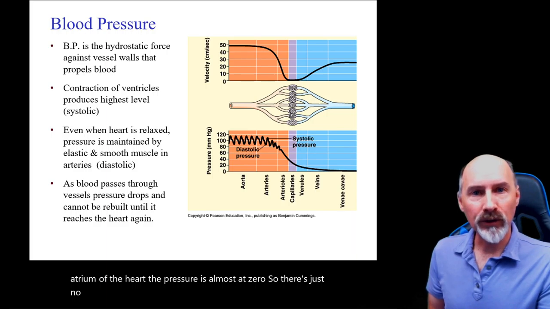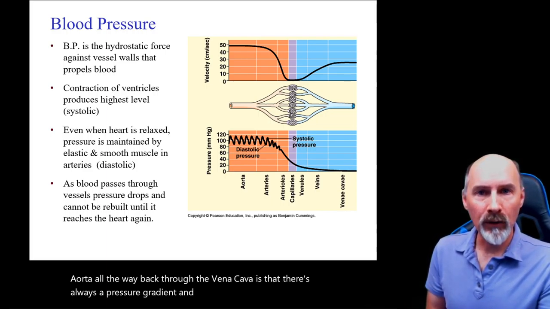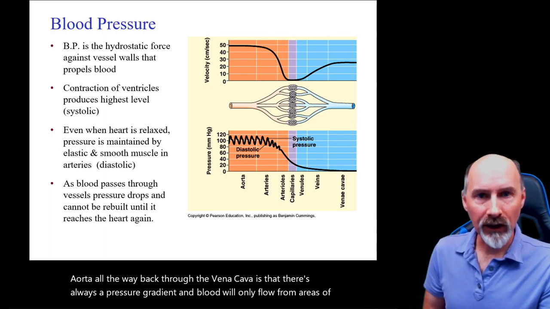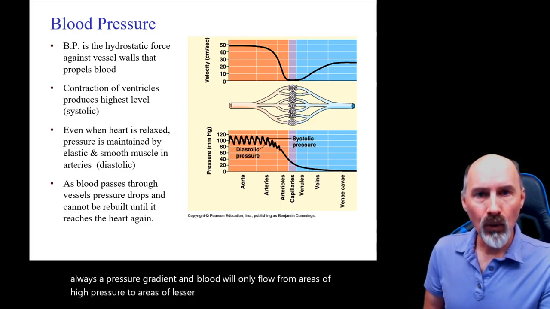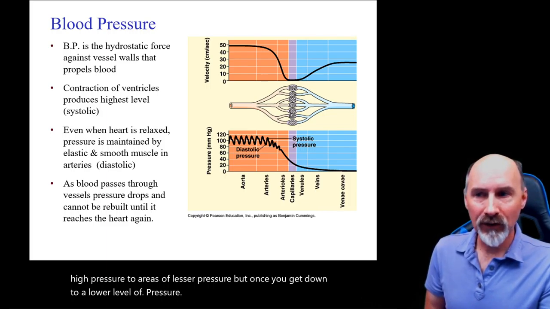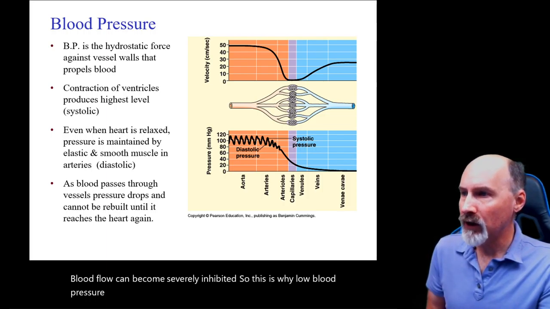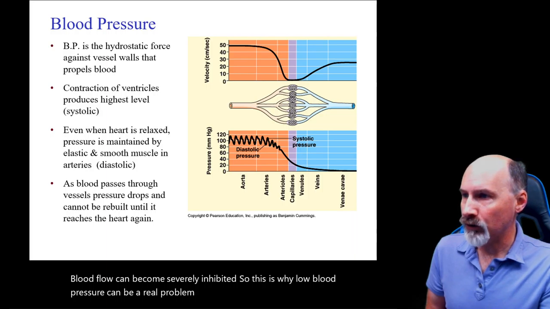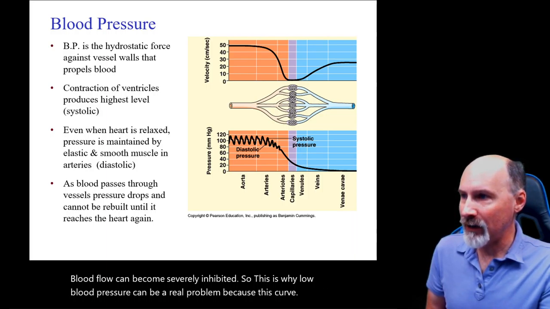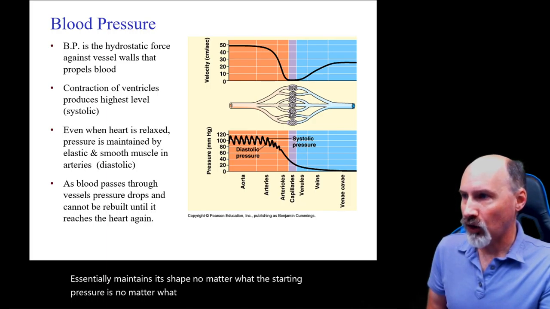But that's what causes blood to flow from the aorta all the way back through the vena cava, is that there's always a pressure gradient. Right? And blood will only flow from areas of high pressure to areas of lesser pressure. Right? But once you get down to a lower level of pressure, blood flow can become severely inhibited. So this is why low blood pressure can be a real problem, because this curve essentially maintains its shape no matter what the starting pressure is, no matter what the starting systolic and diastolic pressures are.